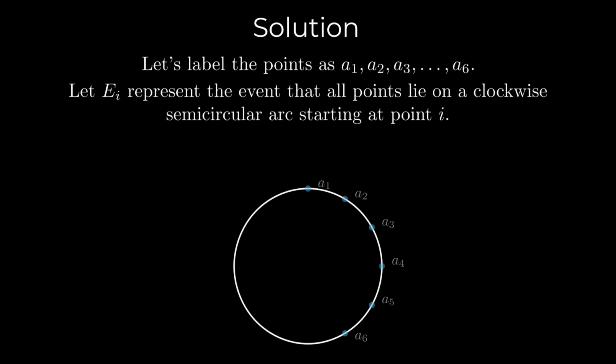For example, this configuration satisfies the event E1 as all the points lie on a clockwise semicircular arc starting at point 1. However, in this case, even though all the points lie within a semicircle, they do not satisfy event E1 because they do not lie on the clockwise arc starting from point 1.